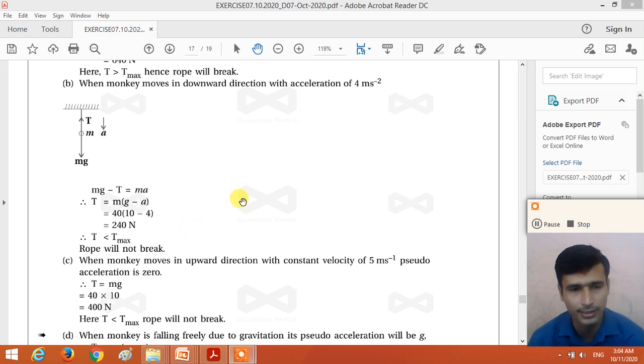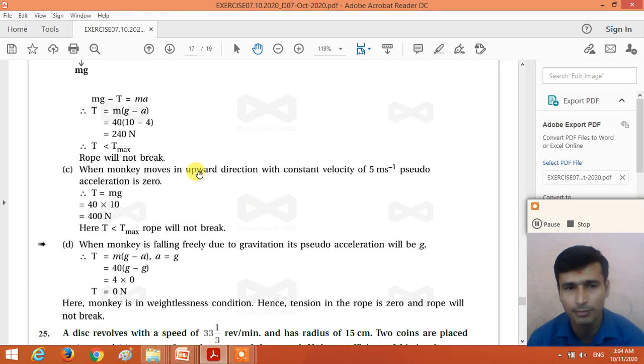And the third case, when the monkey moves in an upward direction with constant velocity, the pseudo acceleration is 0, right? So if the monkey moves with constant velocity or is stationary, the pseudo acceleration is 0, and the weight of the monkey W is equal to m into g. So we get 400 Newton. So in this case also, the weight of the monkey is less than the maximum tension, so the rope will not break, right?